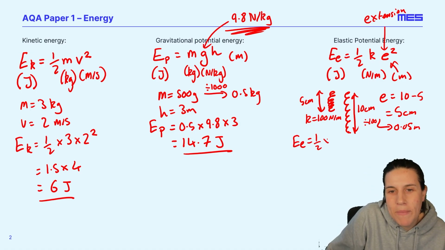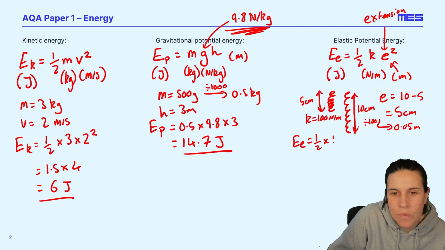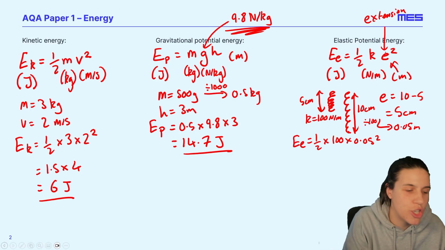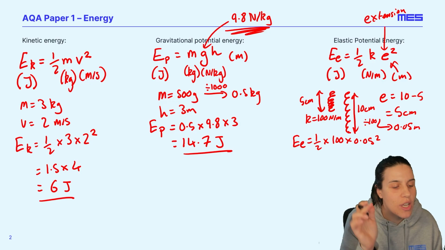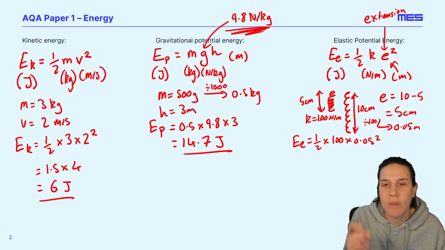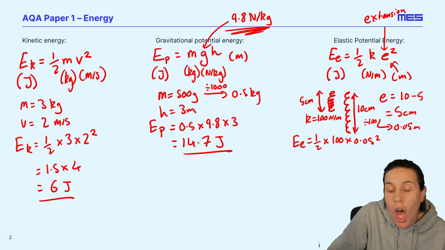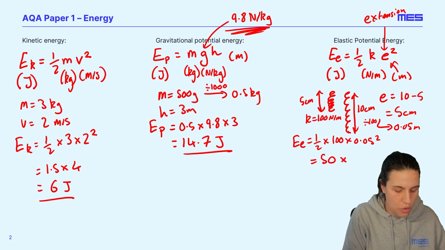We do a half multiplied by the spring constant, which is 100, multiplied by the extension, and it's just the extension that I'm going to square, because look at my equation. Your equation is a bit like the instructions that tell you what you need to do. So if you look at that equation up there, it tells me that the extension is the only bit that I need to square. So I could do the half times 100 first. That'd be 50 multiplied by 0.05 squared.